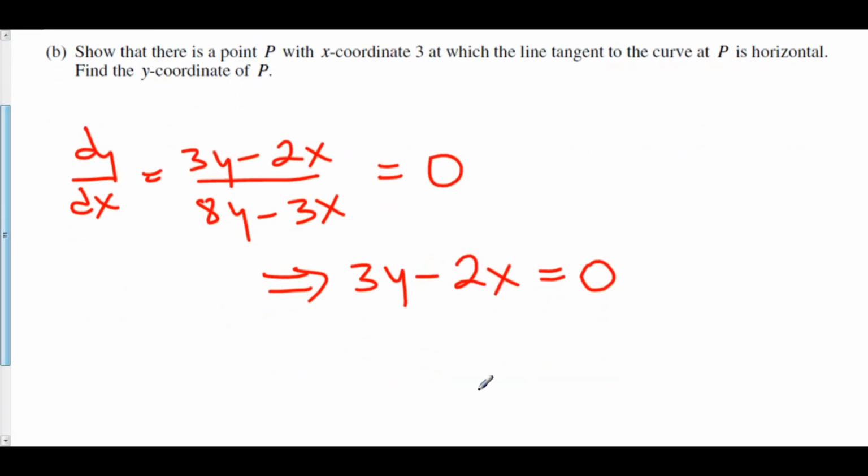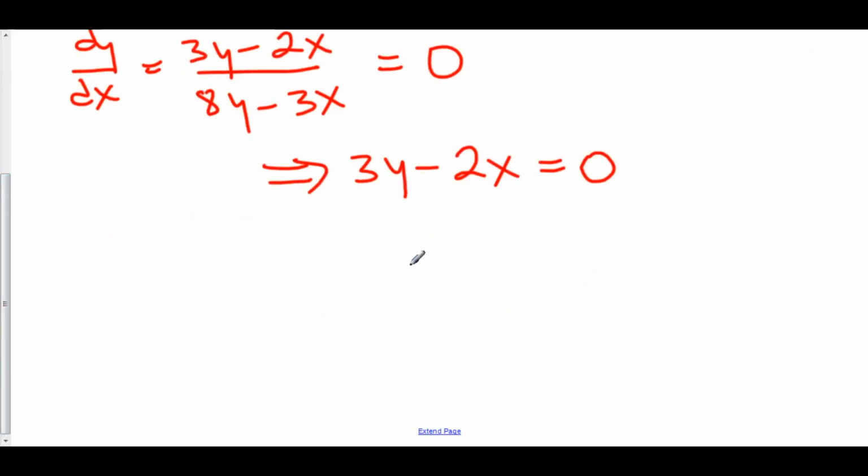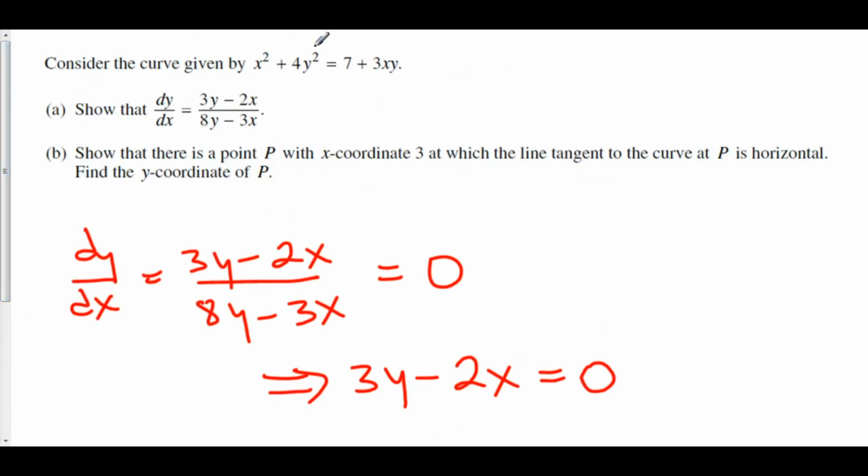And let's solve for either y or x. Neither would be easier up here, so it doesn't really matter which one we solve for. So let's do 3y is equal to 2x. That means that y is equal to 2/3 x. Well, we know that the tangent line is horizontal when y is equal to 2/3x. Let's plug 2/3x back into y in our original equation and see what happens.